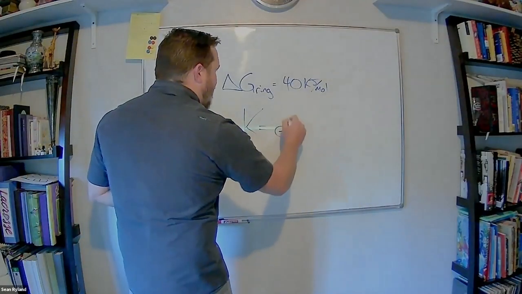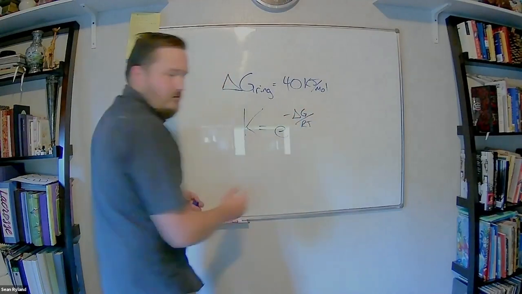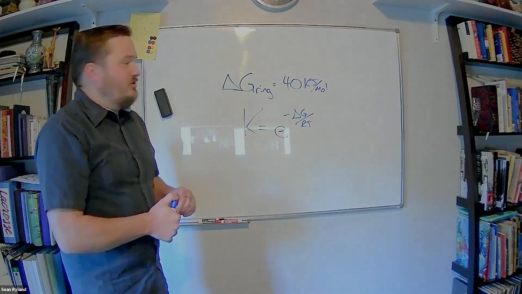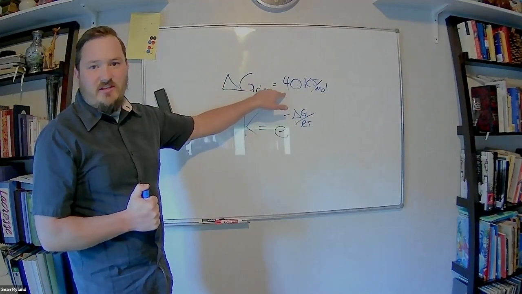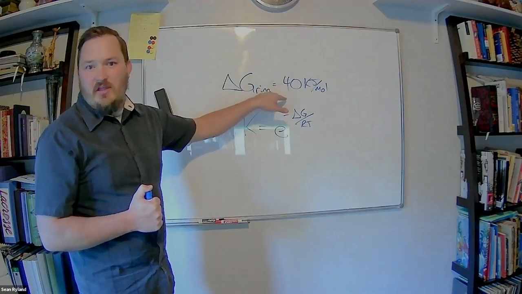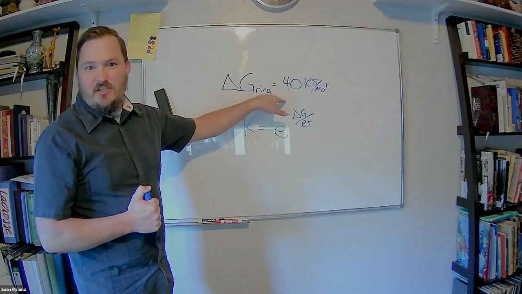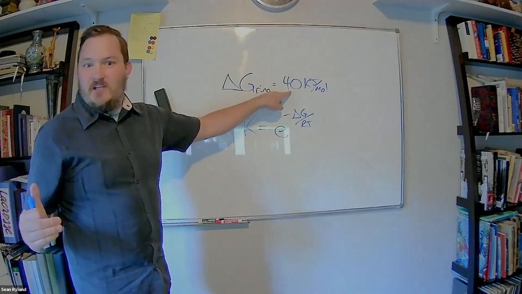Which was e to the negative delta G over RT. And this number we can actually calculate really, really well. That's one of the things that computational chemistry is really good at: calculating geometries and the relative energies of different geometries pretty well. So we can do that just straight from the quantum, essentially.